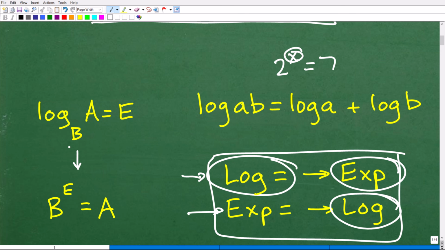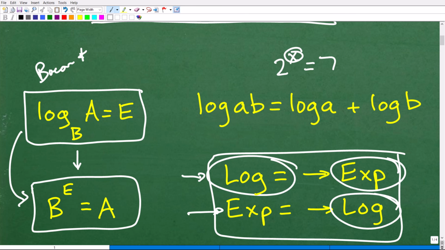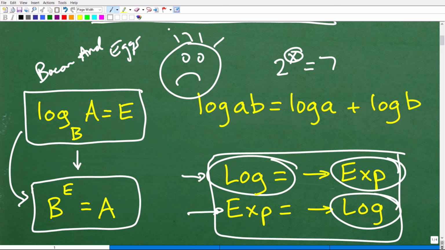Now, the way we convert a logarithm, or write it as a power, something that involves exponents, is one of my favorite sayings in mathematics, and that's bacon and eggs. Some of you are probably thinking, oh my goodness, why am I even listening to this guy on YouTube? He's talking about bacon and eggs. He's probably hungry. He hasn't had his breakfast yet. Well, listen, I'm telling you something very, very important here that will help you out.